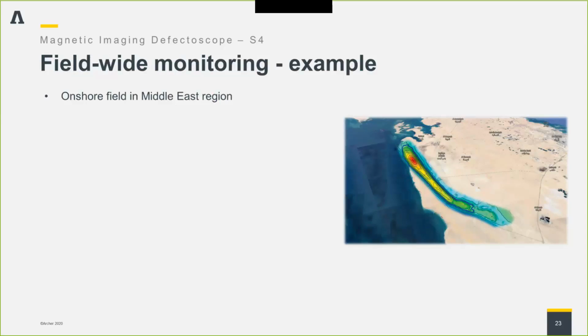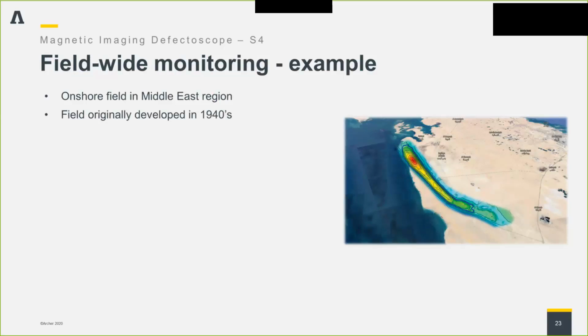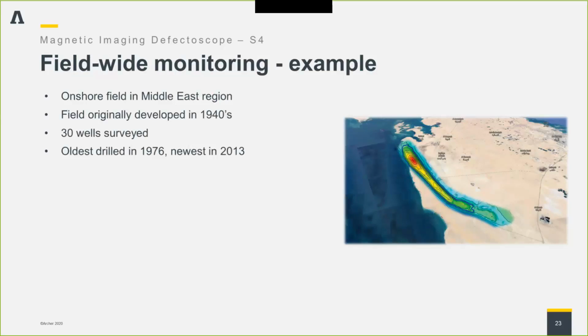This is an example of field-wide monitoring. This is an onshore field in the Middle East region. The field is quite old. It was originally developed in the 40s. We have surveyed to date 30 wells in this field. The oldest was drilled in 1976, and the newest was in 2013.